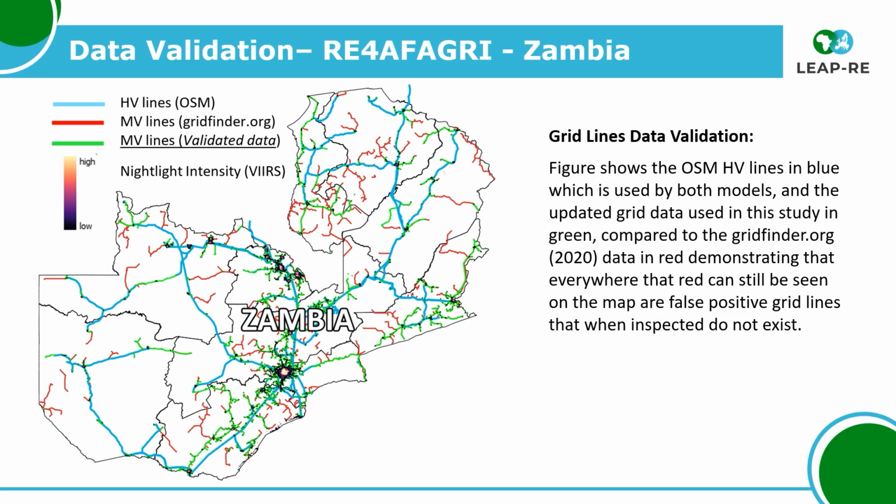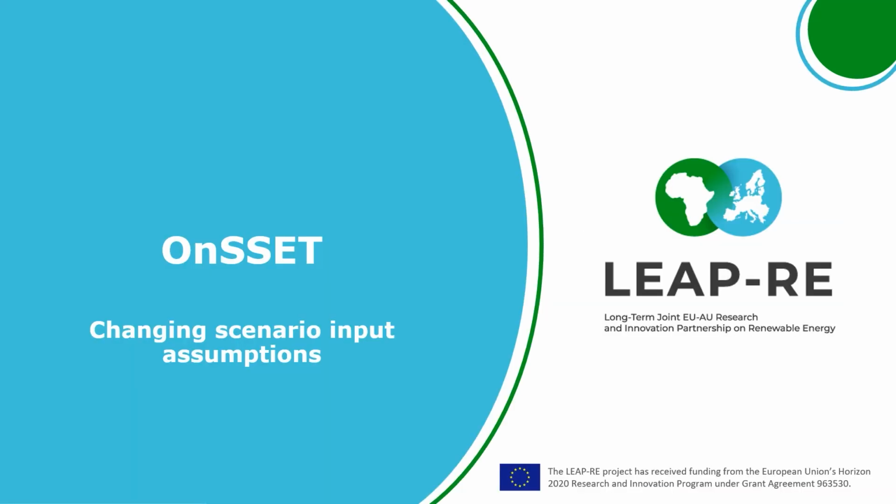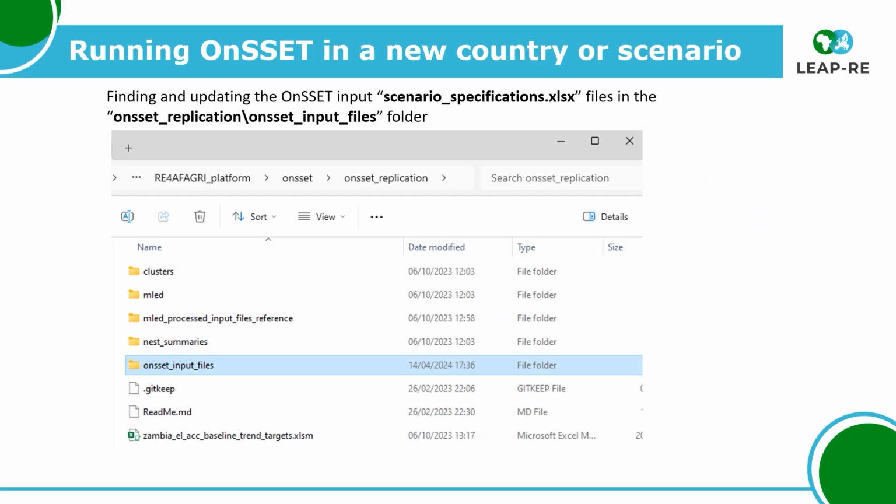Next up, we'll show you how to change the scenario input assumptions if you wish to do so, or if you wish to generate your own assumptions or create assumptions for a new country analysis. To do this, you will need to go to the OnSSET replication folder that you extracted previously from the instructions and go into the OnSSET input files folder. Here you will find several different scenario specifications XLSX files that you will need to modify if you wish to change the scenario data.